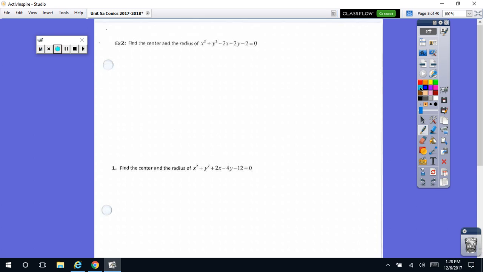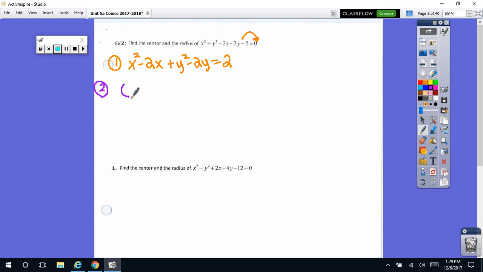Okay, let's do another example. Step 1, all together. X's together. Y's together. This number is jumping ship to the other side. -2, so it becomes +2.